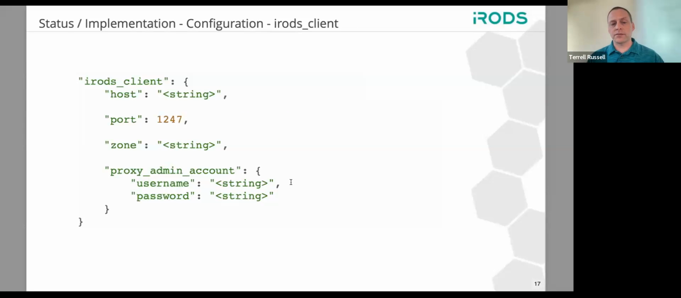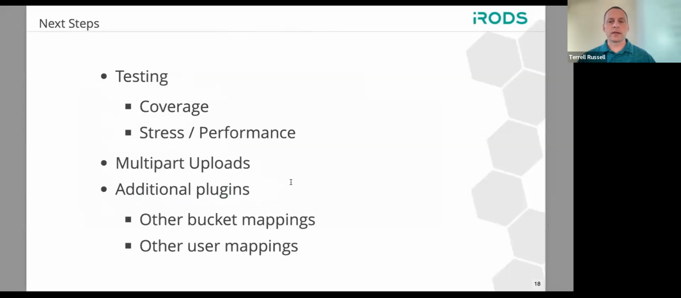The client side of things is very familiar. It's just a host, a port, a zone. And then we have the admin account information for, you know, username and password. And that's how it does the proxying for whichever user got mapped on the other side when talking to iRODS.